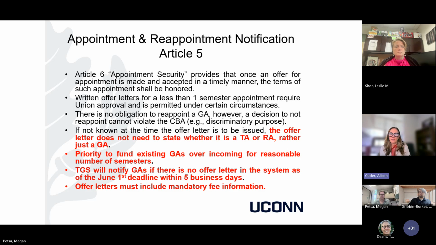And what we are doing is working with the bursar's office, and we're going to provide a link in the offer letter, and it's going to take them to the bursar's website. That's going to be cleaned up a little bit to make it very clear what their mandatory student fees are. We can go to the next slide.